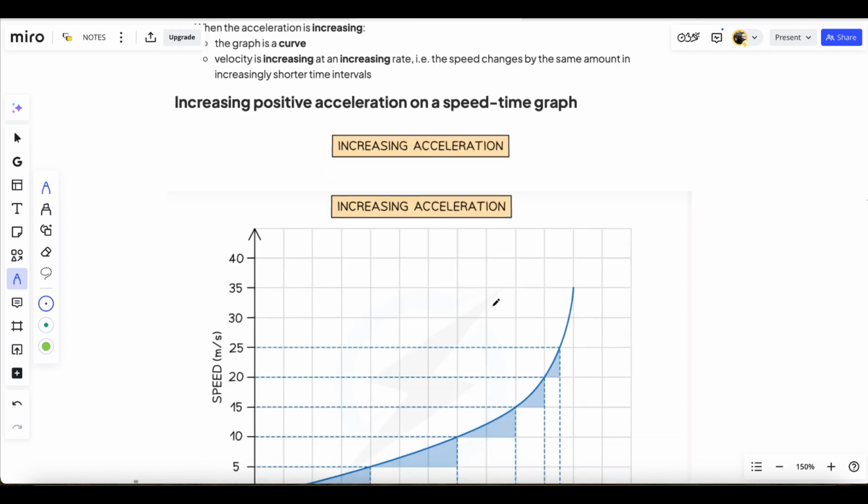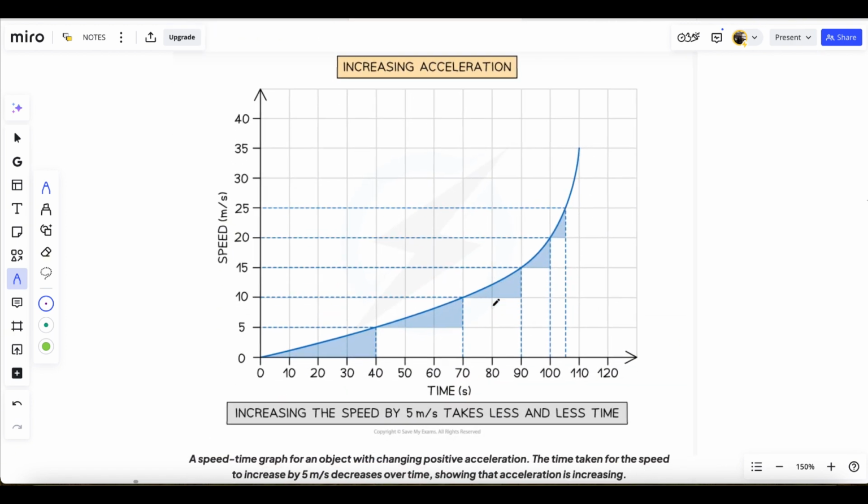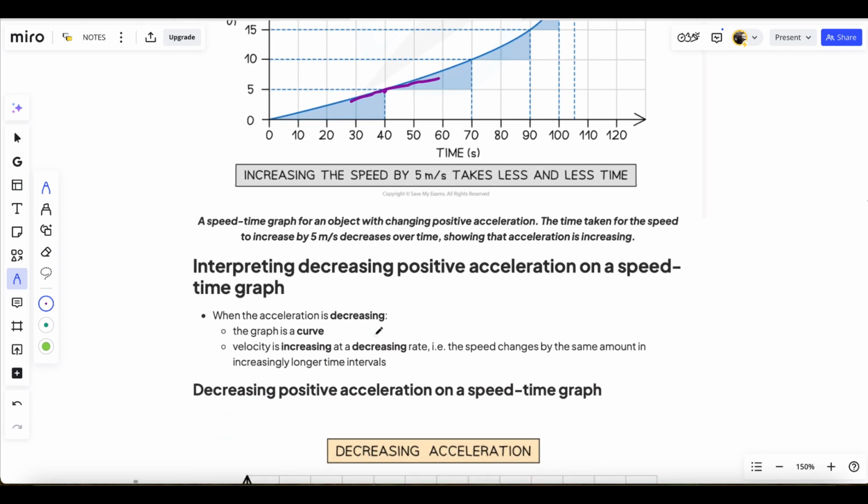Now, increasing acceleration is this one. When we say acceleration is increasing in a speed-time graph, it means we have a curve. At every point you put a point, and you draw a tangential line, then you can calculate the acceleration. So any graph you see like this, curving upward, is an increasing acceleration in a speed-time graph.